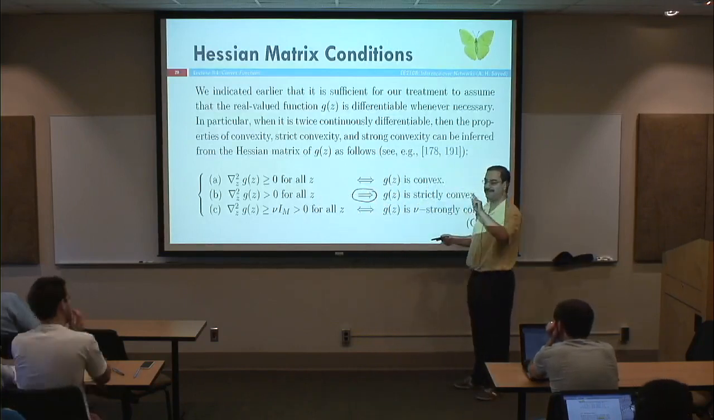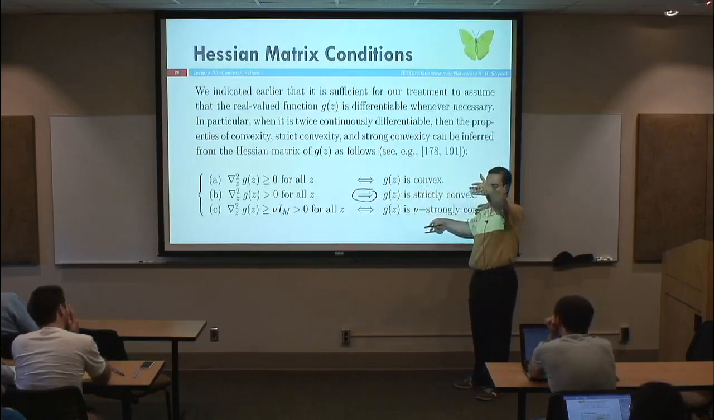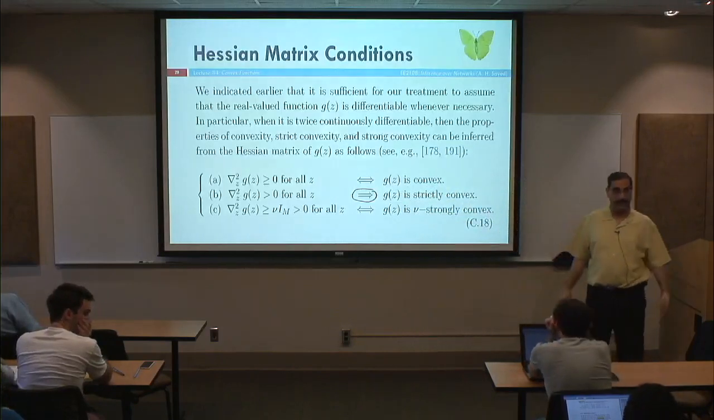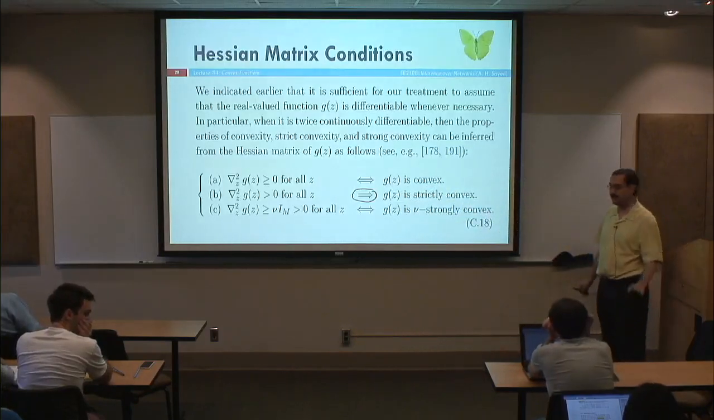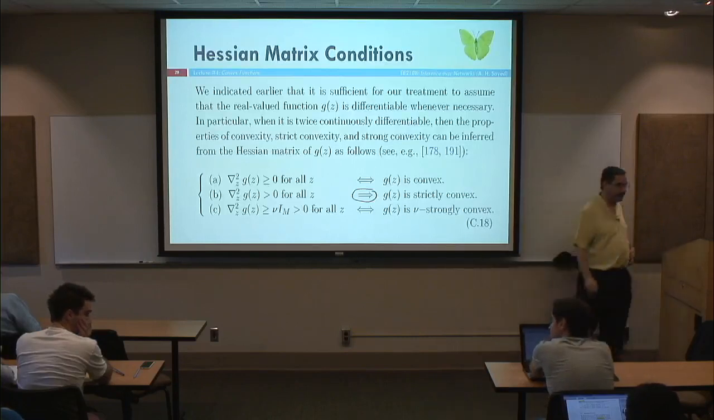So how do I prove that z to the 4 is strictly convex? You cannot use this. You have to go back to the definition. The definition is necessary and sufficient. Of course, that's the definition. The definition is necessary and sufficient because it is the definition. Okay, so let's move on.